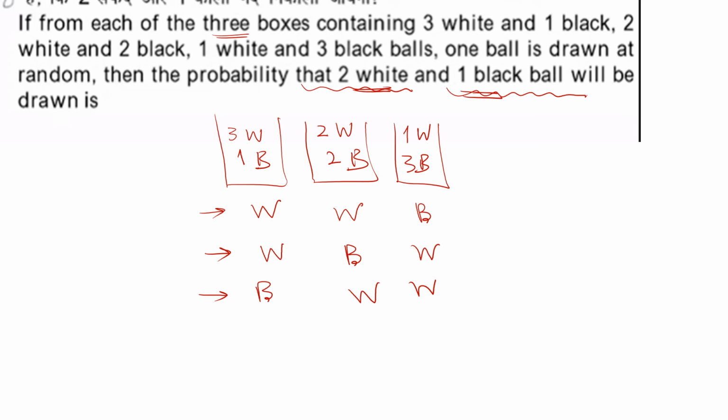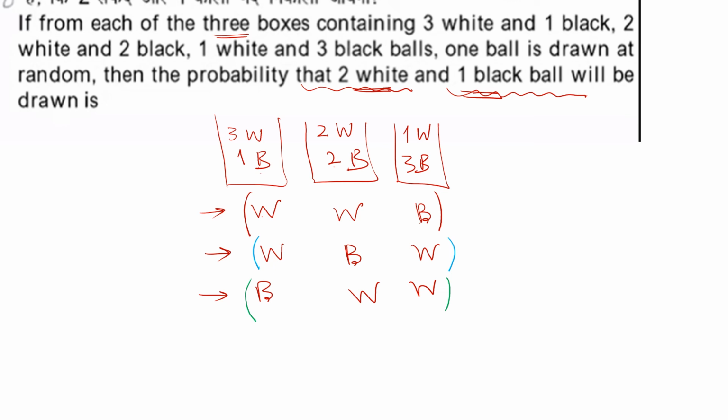Now how to understand the probability? You have to find the probability of getting the white ball from the first box, white ball from the second box, and the black ball from the third box. So this is the first possibility. What is the second possibility? The white ball from the first box, black ball from the second box, and from the third box again the white ball. What is the last chance? Black ball from the first box, and white and white from the second and the third box respectively.